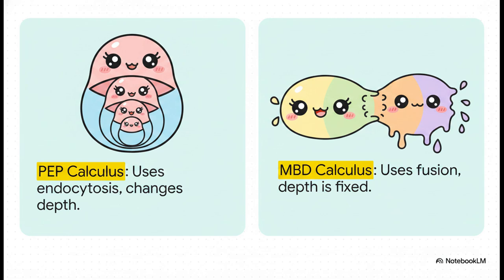The researchers then pitted two different mathematical models against each other. In the PEP model, driven by phago, exo, and pino, when one membrane swallows another, the structural nesting gets deeper, exactly like a Russian nesting doll. You can just keep adding layers inside of layers. Conversely, the MBD model, which stands for mate, bud, drip, relies purely on membranes fusing together or dripping apart. The really crucial difference here is that in the MBD model, the total depth of the nesting never actually increases. It just spreads out horizontally.